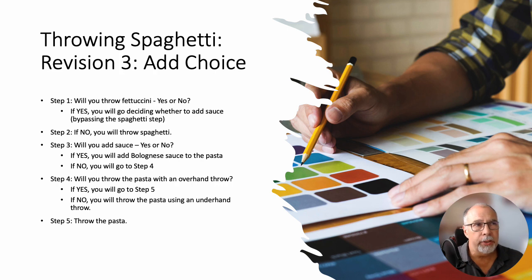So the second part of the choice, if you say no, then you bypass a step, or you might go directly to step 4. And in step 4, you might ask, will you throw the pasta with an overhand throw? And if so, you'd go on to step 5, which is actually throwing the pasta. Or if no, you would throw the pasta using an underhand throw before you go to step 5. So again, this could be revised further. It could be better lined up with revision 1 and 2, where we started by boiling the pasta to begin with. So there's a lot of changes that we could make if that's what we decided to do.